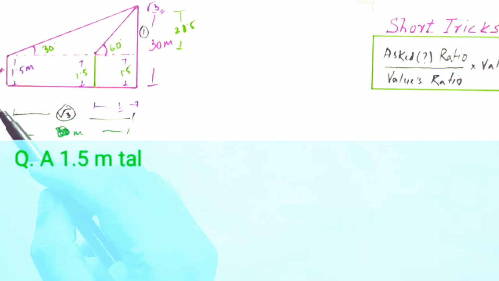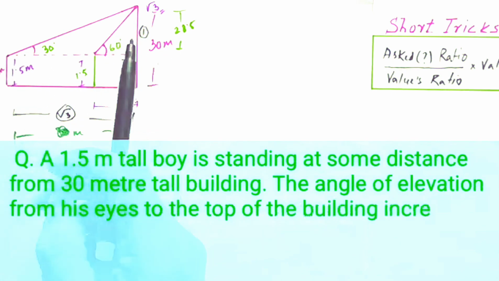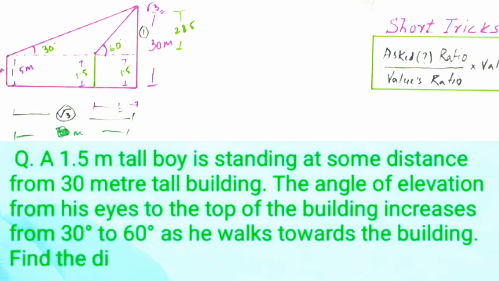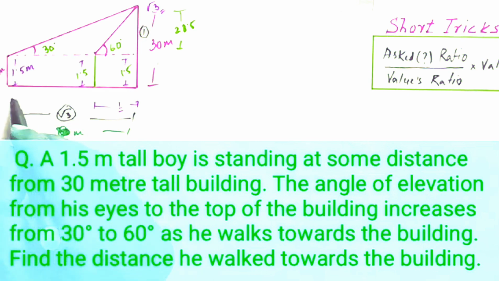A 1.5 meter tall boy is standing at some distance from a 30 meter tall building. The angle of elevation from his eye to the top of the building increases from 30 degree to 60 degree as he walks toward the building. Find the distance he walked toward the building. We have to find out this part.